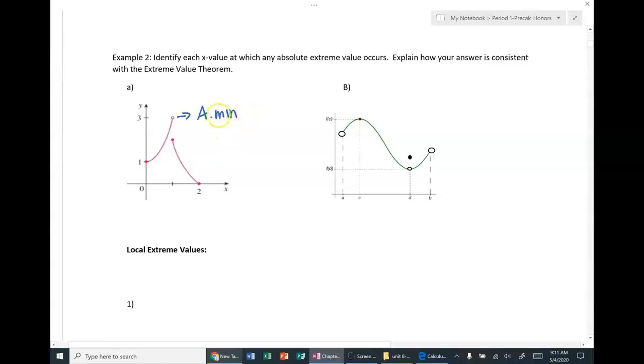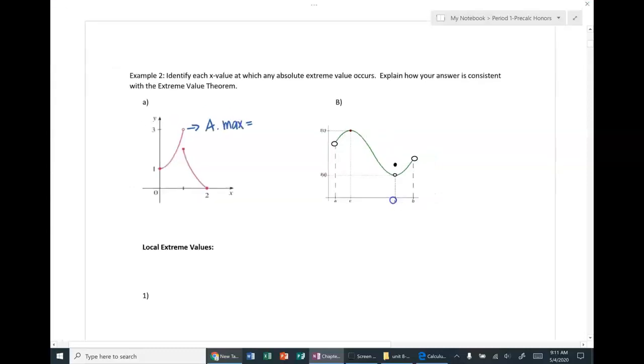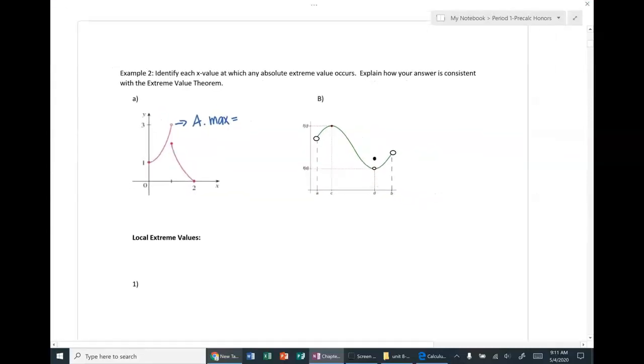Absolute max value, erase that. Absolute max value. My computer is frozen, so give me one second for that to come on. There you go. Absolute max value does not exist, because it is an open circle.